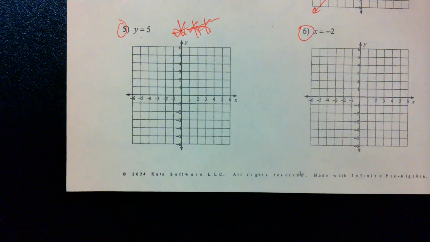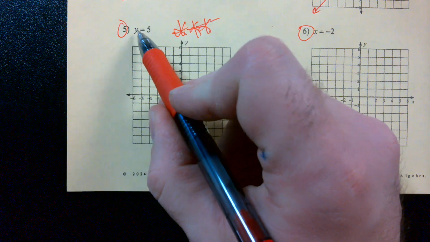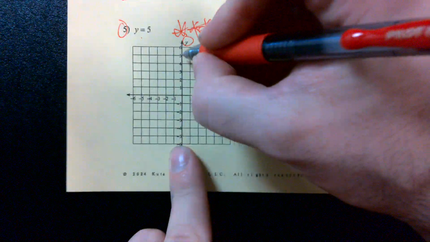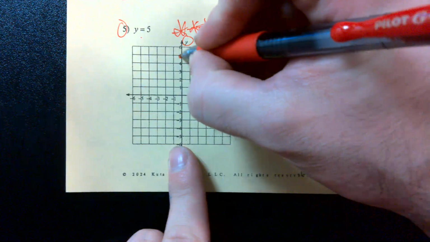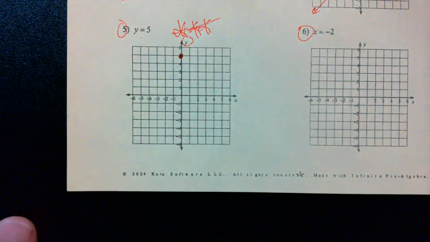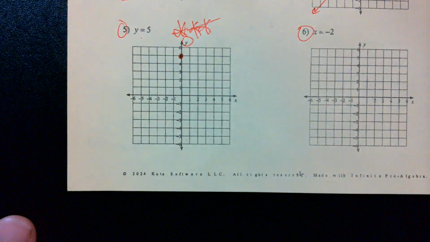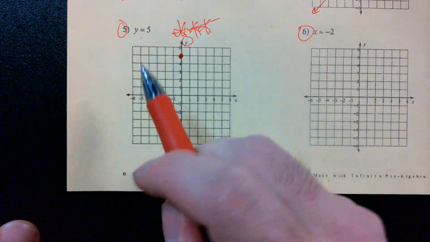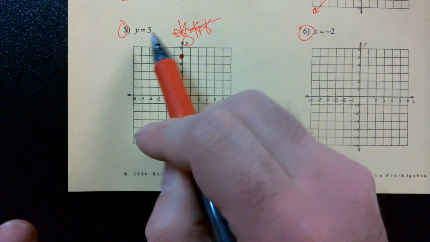How do I know which one it is? We don't even really have to think that deep about it. It says y equals 5, right? So I'm going to go to the y-axis. I'm going to find 5, and I'm going to make a dot. Everybody with me so far on that? Yes. Now, what letter are we missing from this equation again?